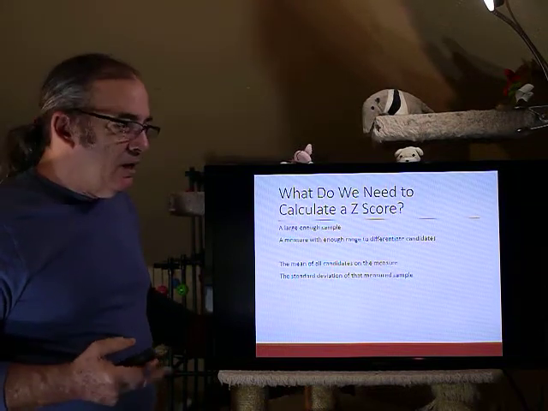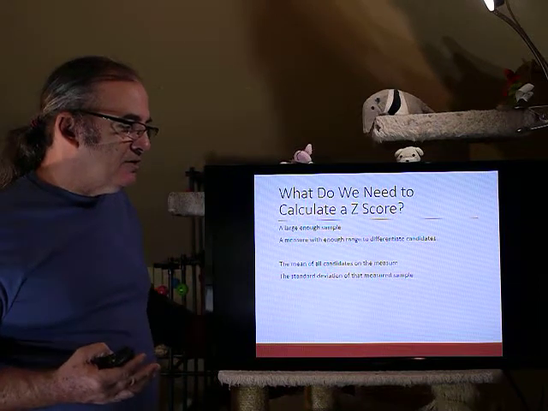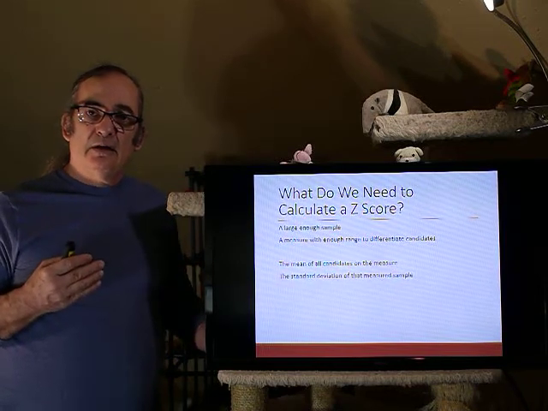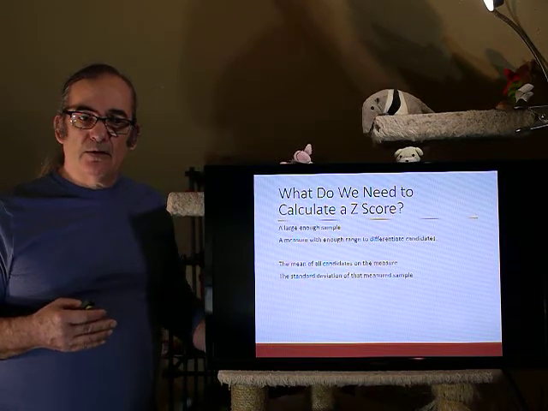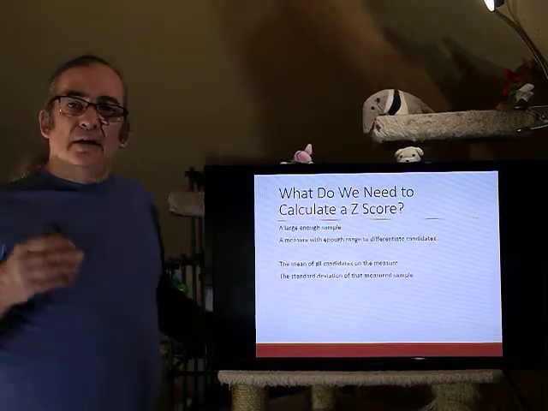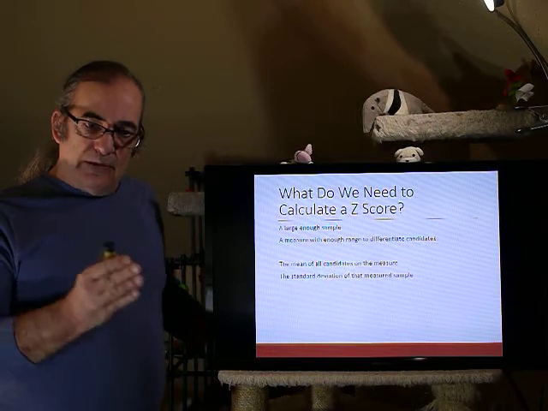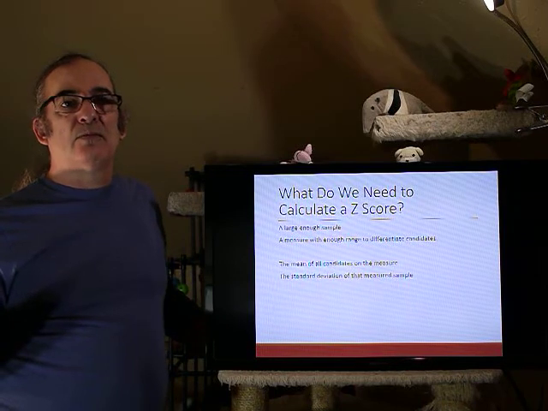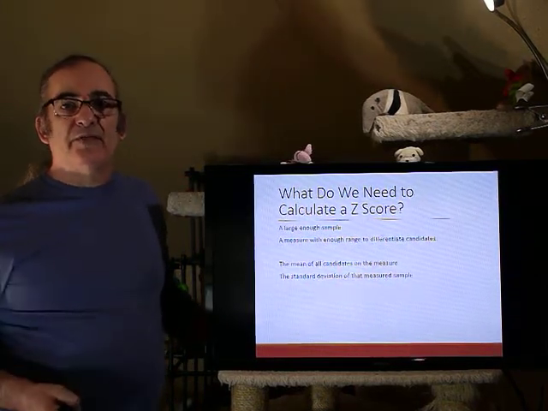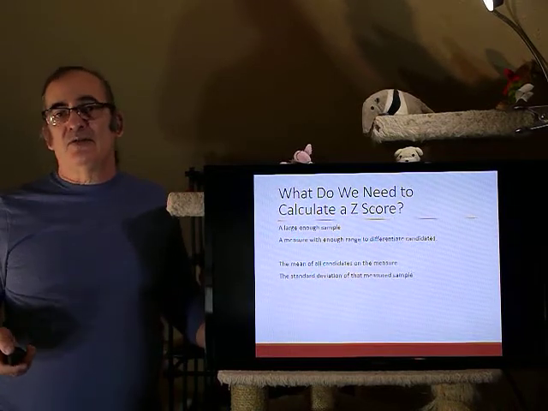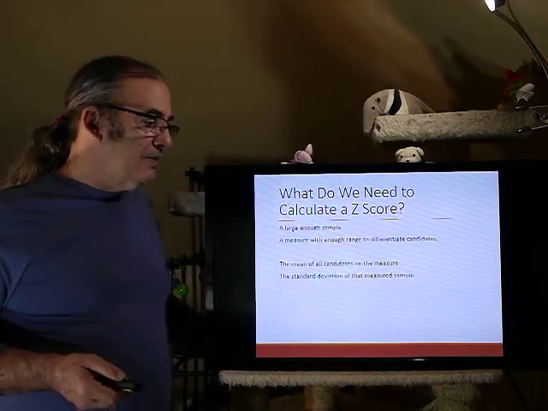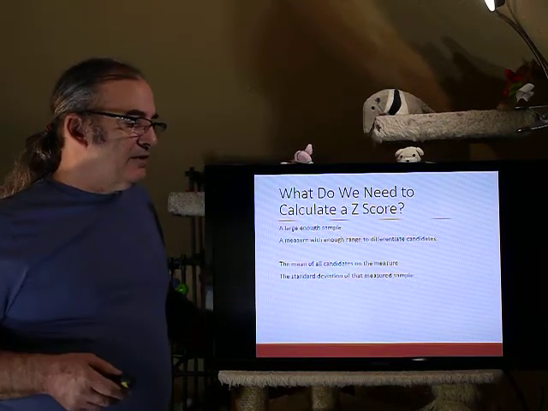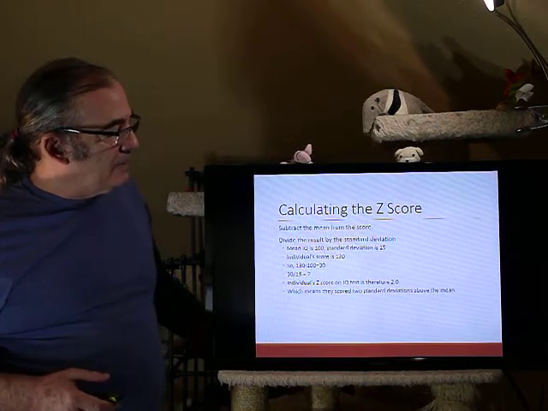So what do we need to calculate the z-score? We need a large enough sample, and that's something we should be sensitive to when we're looking at, for example in a find and measure assignment, what the sample size was in which this was calculated. We also want, for our purposes, a measure that has a broad enough range so it actually differentiates candidates. It does us no good to give our candidates a measure that's scored from 0 to 15, and everyone scores a 15, because then it's not a useful measure, since it didn't differentiate the candidates, right? So we need the mean of all candidates on the measure, and then the standard deviation of that measured sample. And from that, we can calculate the z-score.